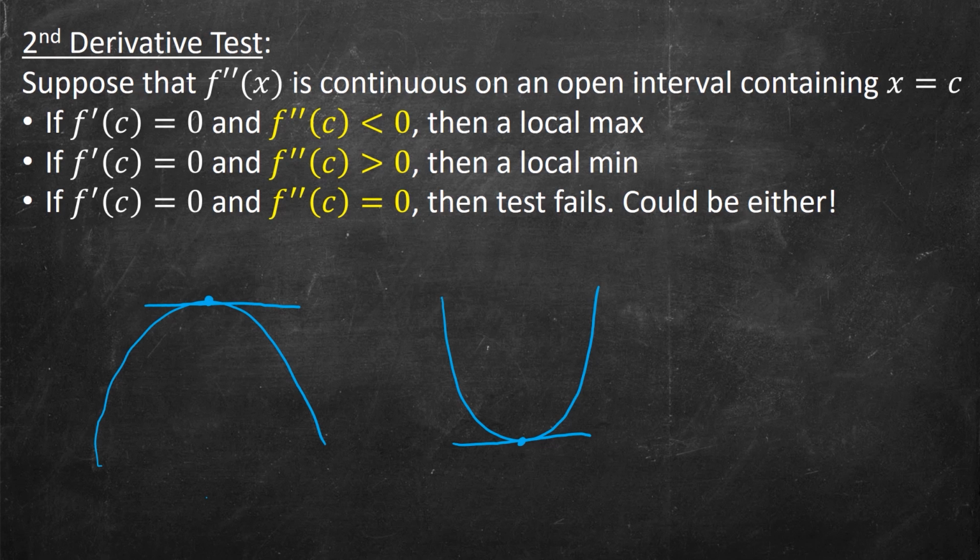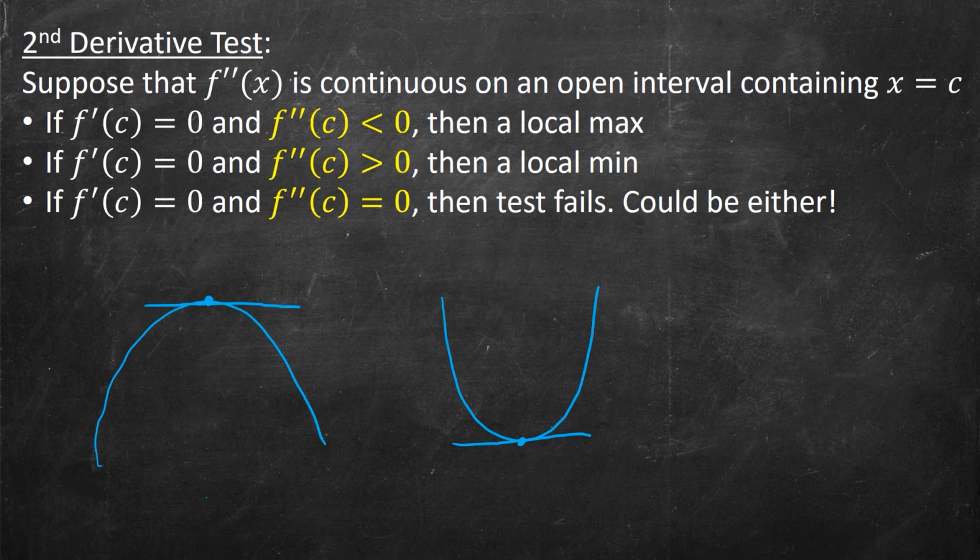And then the final scenario here is when the second derivative is equal to 0. And in this case, our test simply fails. We do not know which scenario we're in. It might well be that when the second derivative is 0, it's just neither. But it's also possible that it can still be a minimum.